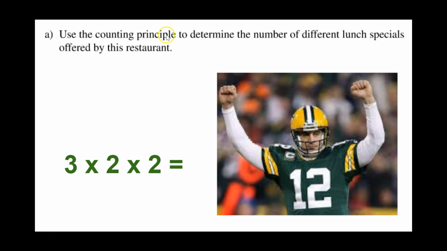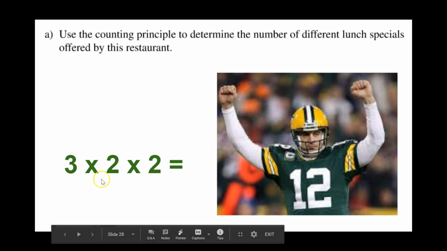So with these basic choices, she's trying to figure out, using the counting principle, what is the total size of the sample space? Remember, three meats, two sides, and two beverages. We multiply it all together and we get 12.